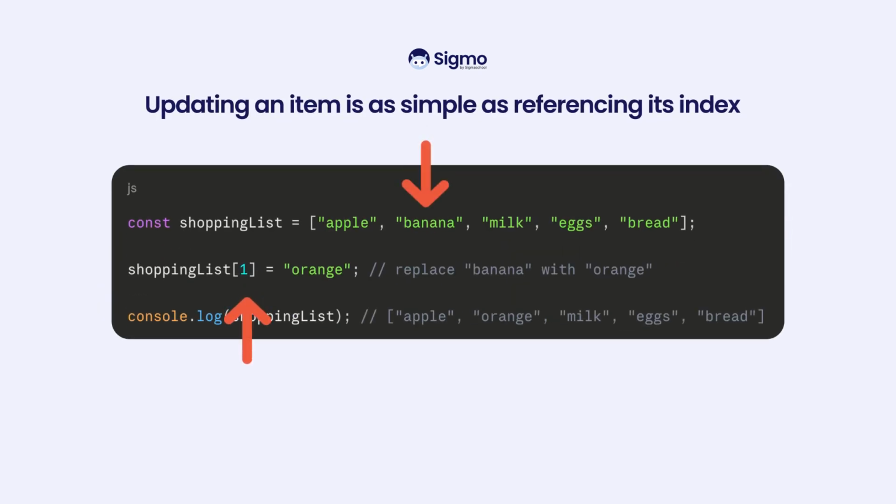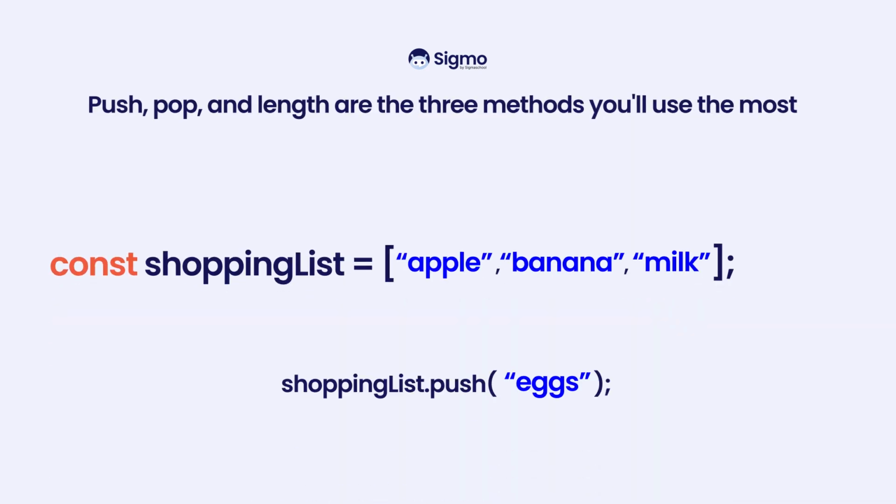Updating an item is just as simple. You reference the index you want to change and assign it a new value. Done. Arrays also come with built-in tools called methods.